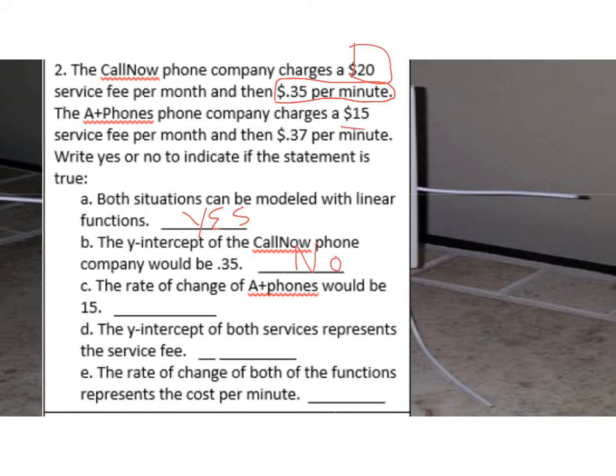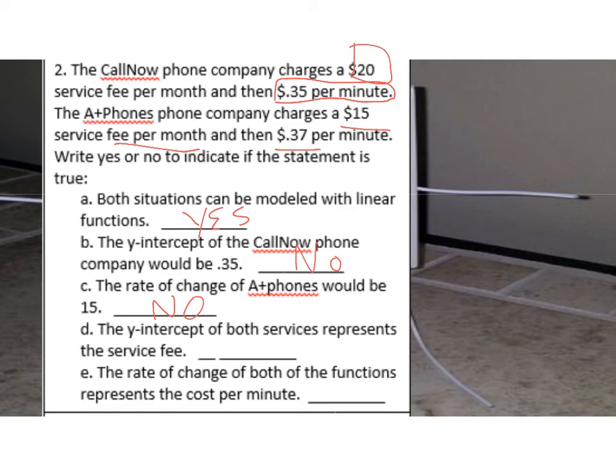Well, you get charged $15 per month once in a month, and then you get 37 cents per minute. 37 cents is the repeat, so the rate of change is not 15, it should be 37 cents. D, the y-intercept of both services represents the service fee.